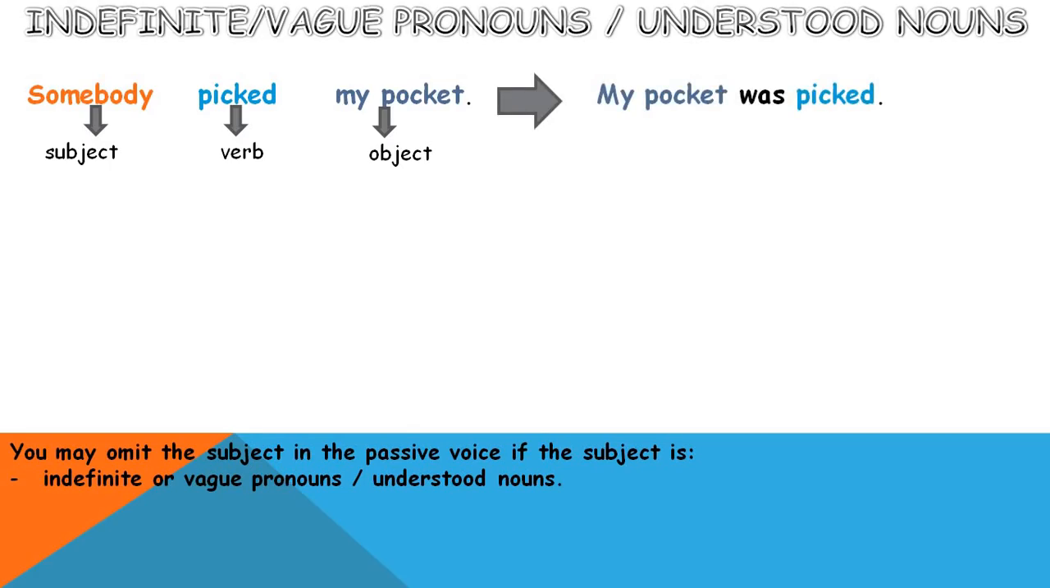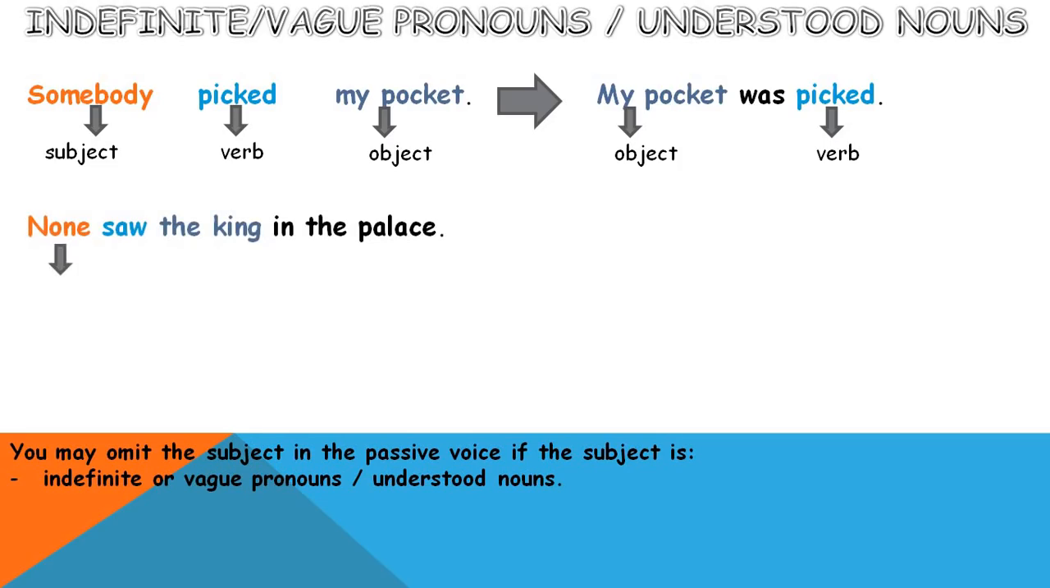So the object here is my pocket. Bring the object to the front: my pocket. Because it's past tense, you will write was, and the past participle of picked is picked. So my pocket was picked. You need not write by somebody over here. It is an indefinite pronoun. You may omit it.